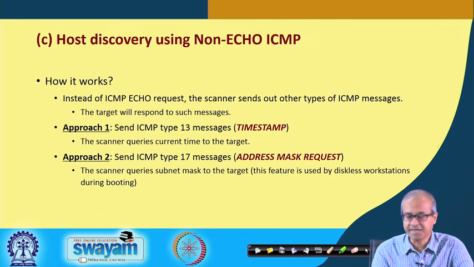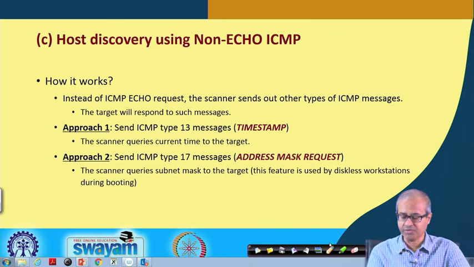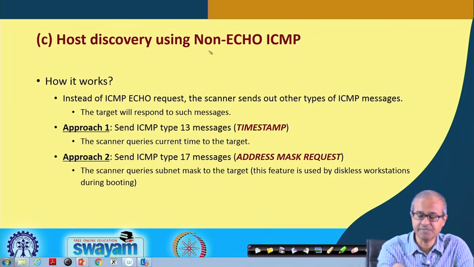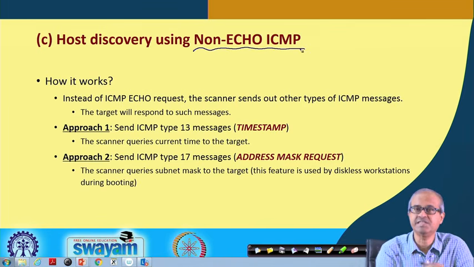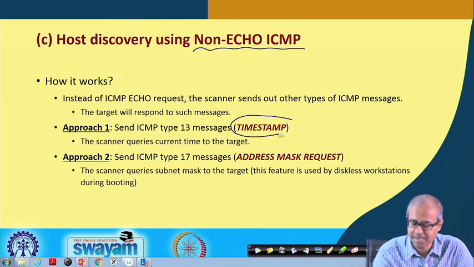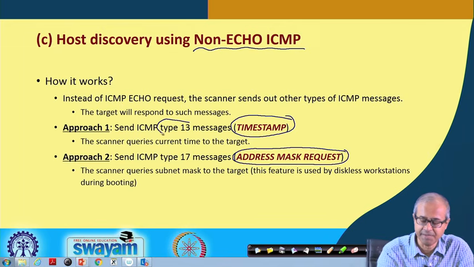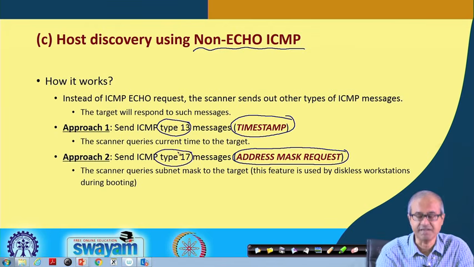So, instead of sending echo kind of packets, there is another way you can proceed. You can send some kind of non-echo ICMP packets, which are not echo request and echo reply, other types. Two types of such packets you can send. One is called a timestamp packet, other is called an address mask request packet. Timestamp packet has type 13, address mask request is of type 17.